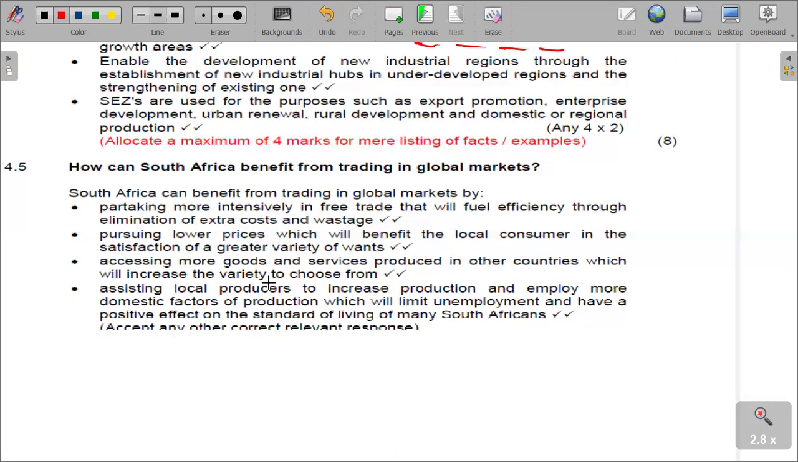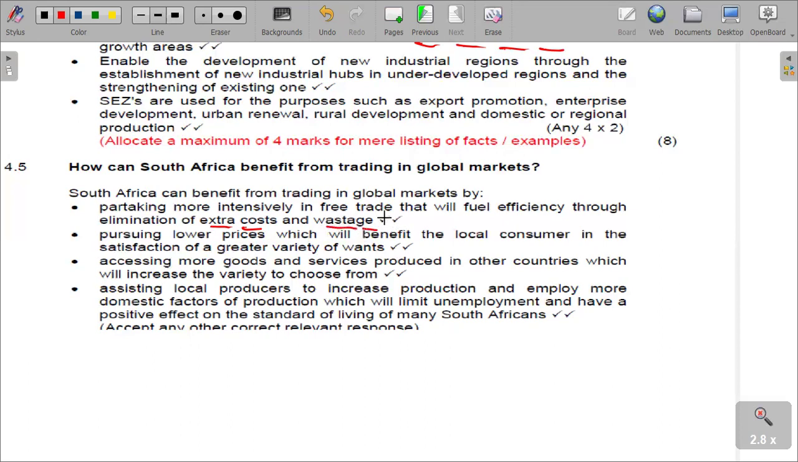One, we are saying partaking more intensively in free trade will fuel efficiency through elimination of extra cost and wastage. Free trade eliminates extra cost, such as the trade costs implied in terms of border entries of goods and services when our products are being exported. That is reduced, or nullified, which fuels efficiency in business, and also reduces wastage.